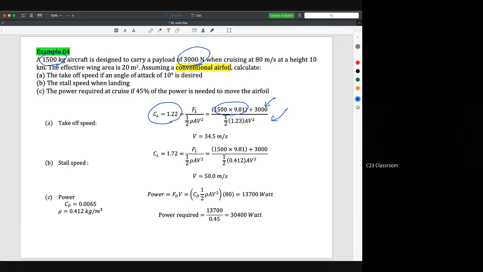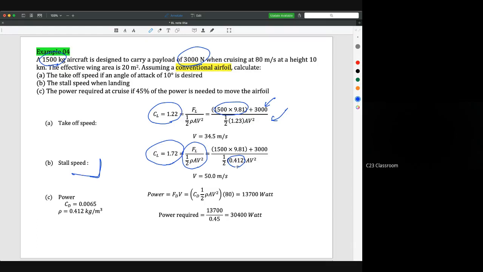And then to calculate the stall speed here, again we take CL as 1.72. This is the common value of CL when we calculate the stall speed, because we are using the conventional airfoil. So this is the equation for the lift coefficient, and then we substitute all the values here. The difference is the value of the density, the rho of the air.